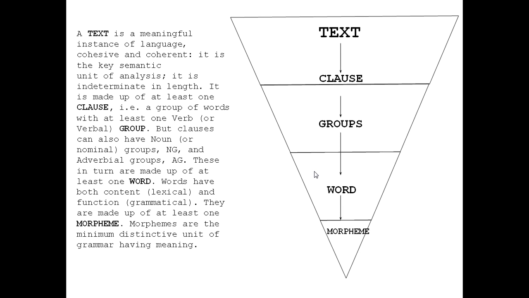So what can we say about this inverted triangle or pyramid I've just shown you? Text, as I said, is the most important unit of meaning in systemic functional grammar. And it's the key semantic unit of analysis. It can be of any length. It can be, as I said, just one clause, or it can last for a very long stretch of different clauses. And these clauses are made of groups, which can be nominal groups, adverbial groups, verbal groups, all sorts of groups.